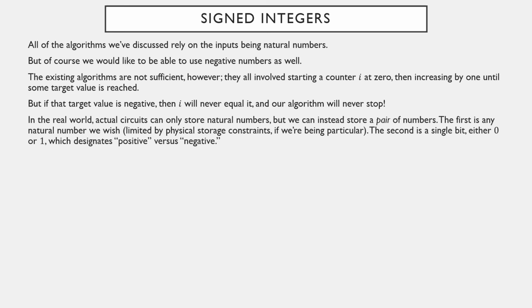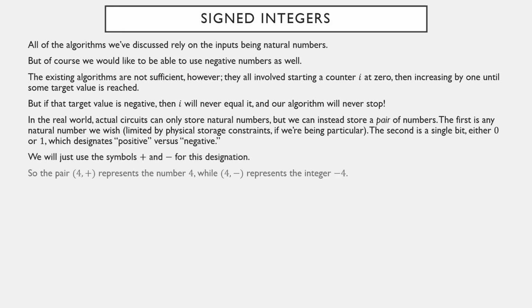In the real world, actual electronic circuits store natural numbers. It's a basis of which sort of circuits are charged or not. But what they do is they store a pair of numbers. The first is any natural number, and the second is either 0 or 1, which simply tells the computer, is this supposed to be positive or is it supposed to be negative? In other words, there's a single bit that stores a plus versus a minus sign. We're just going to use the plus and the minus sign for this designation. So 4 comma plus would mean the number 4, the positive version, and 4 comma minus would mean negative 4, the negative version of 4.